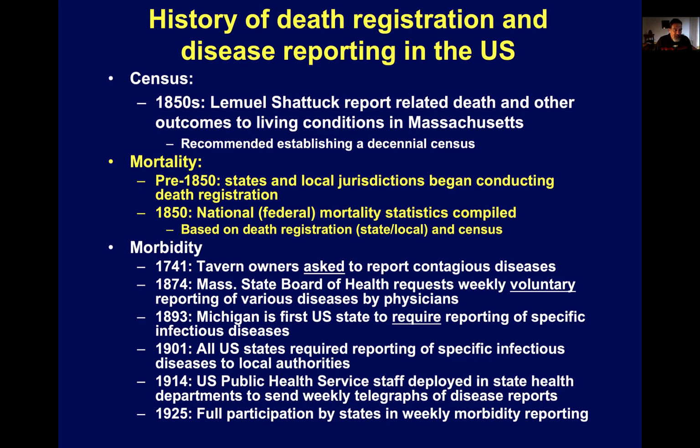Prior to 1850, for mortality monitoring, states and local jurisdictions began conducting death registrations. They sort of did it on their own. It really wasn't coordinated nationally or federally. But by 1850, there were attempts to compile mortality statistics nationally based on the death registration that was happening within each of the state and local areas, and using the census data.